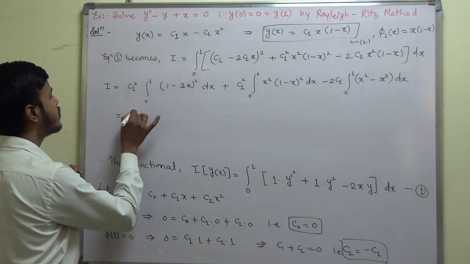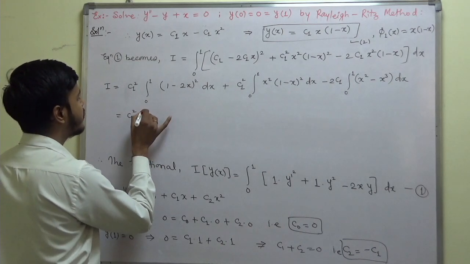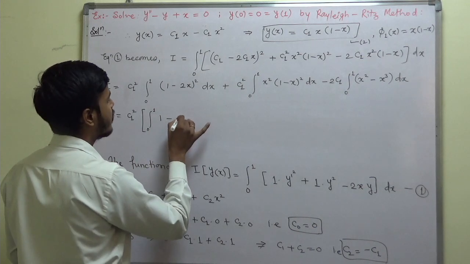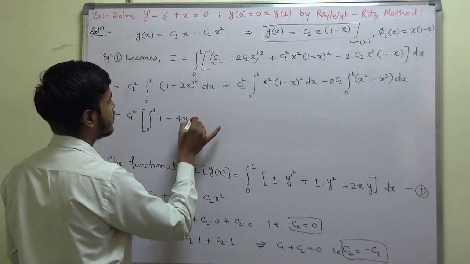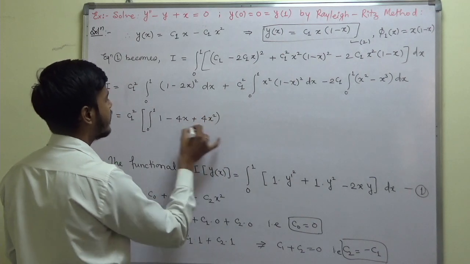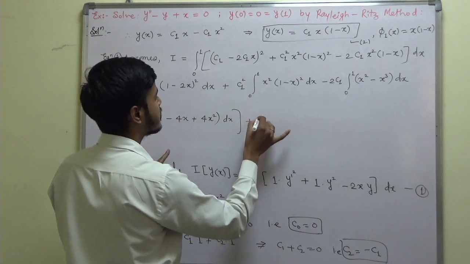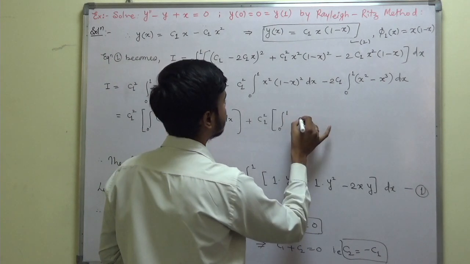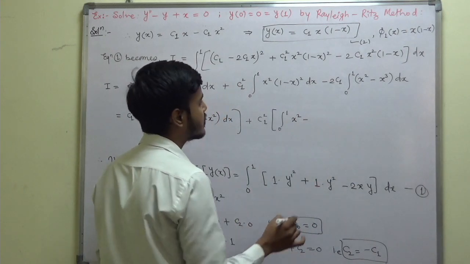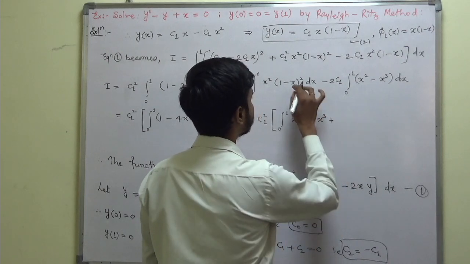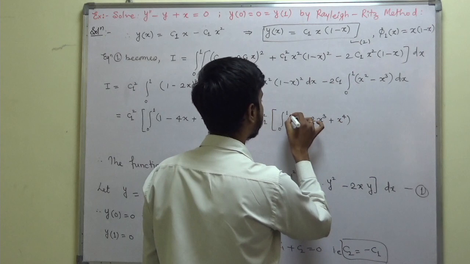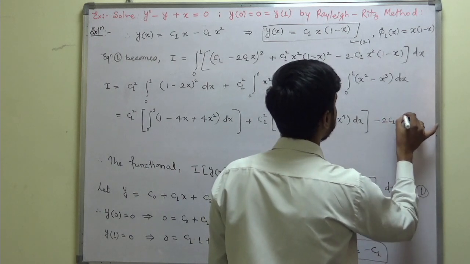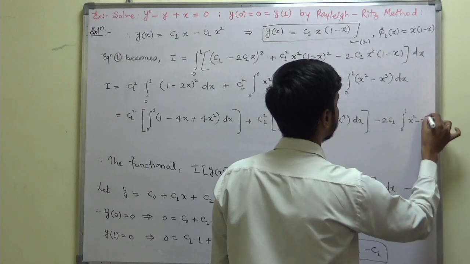So now you can just integrate. This is like c1 square. You can expand this first and then take integration 0 to 1: 1 minus 4x plus 4x square, plus c1 square, and then integration 0 to 1 of x square minus 2x cube plus x to the power 4 dx, minus 2c1 integration 0 to 1 of x square minus x cube dx.